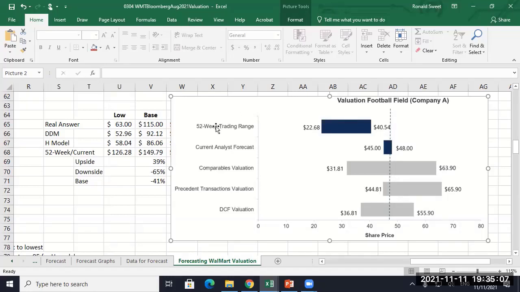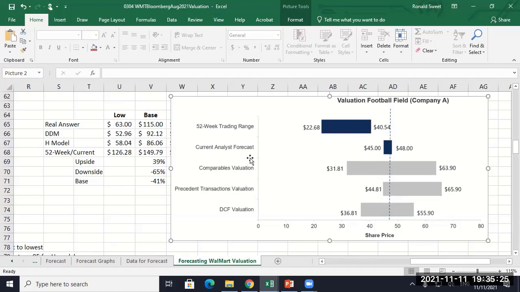But what do you want? You want to show where the stock has been trading. I guess I'm not quite understanding this dotted line, so I don't like this particular one. To me, the dotted line should be where the stock currently is. That would be my idea. But obviously, that's not the case here because it's not in the 52-week trading range.